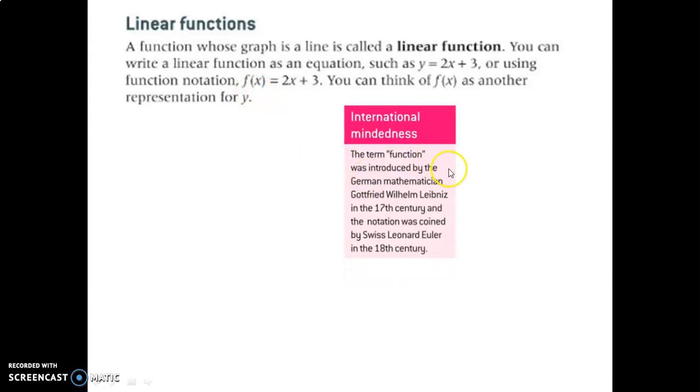All right, a little piece of history for you. The term function was introduced by German mathematician Gottfried Wilhelm Leibniz in the 17th century, and the notation was coined by Swiss Leonhard Euler in the 18th century.